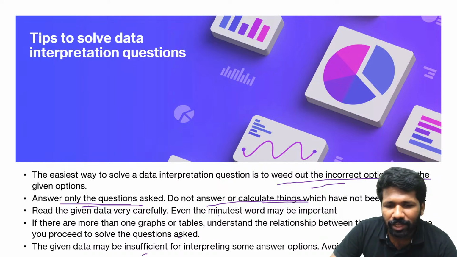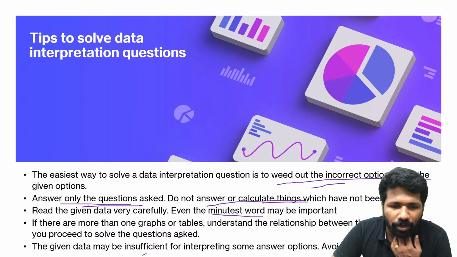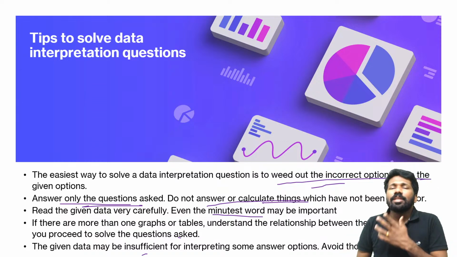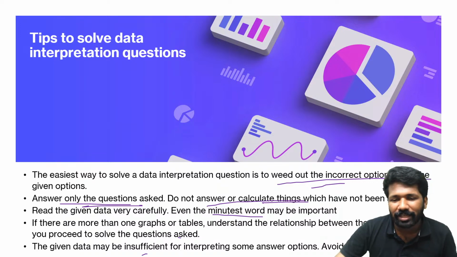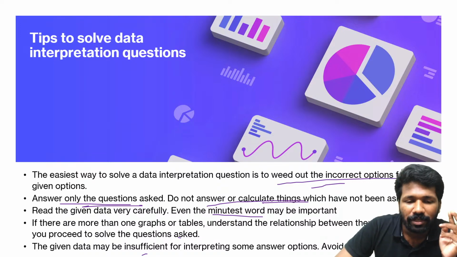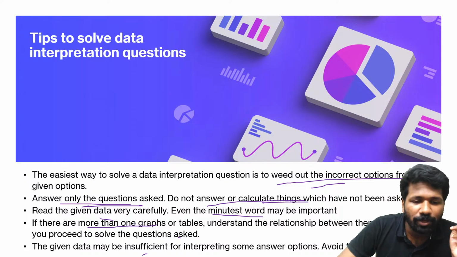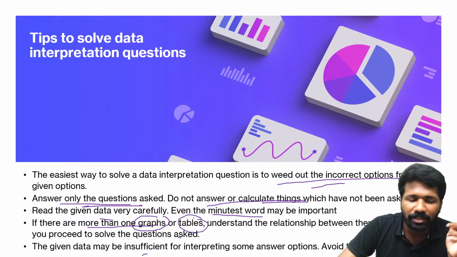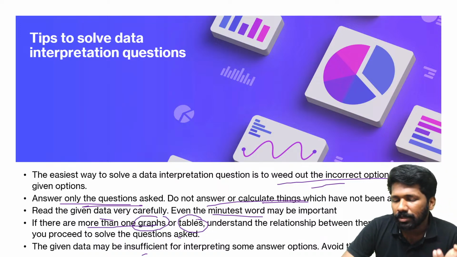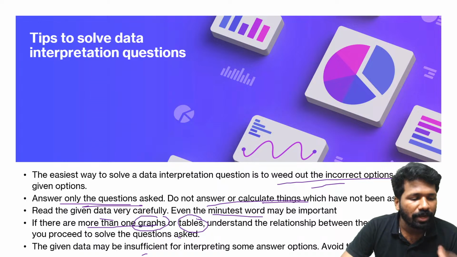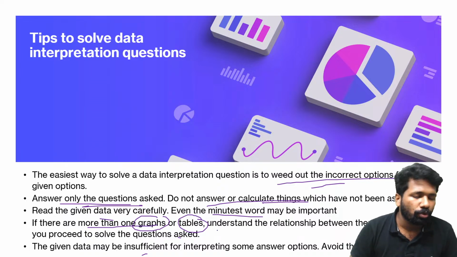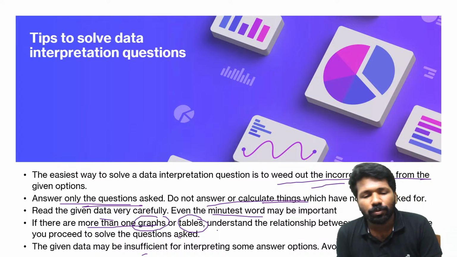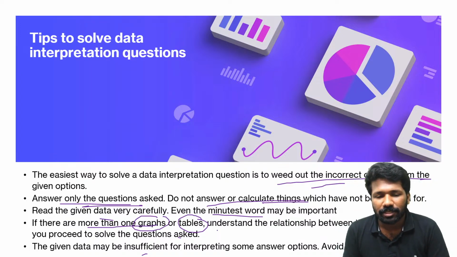Read the given data very carefully, even the minutest word may be important. As I told, incorrect, correct, wrong, right. If you don't read those words correctly, you will get a wrong answer for sure. And sometimes CSIR and GATE also ask questions where multiple graphs and tables are given, like one pie chart and one table, or one bar graph and a table, or one bar graph and a pie chart. There, first understand the relationship between the two data representation tools, then only start answering the question.